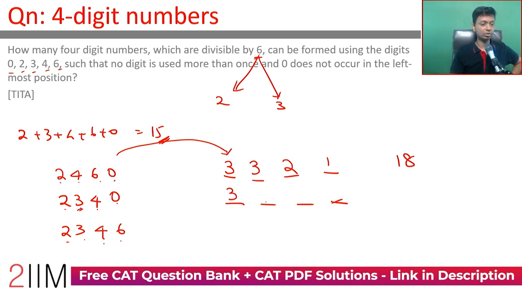So 3 options for this, 2, 3 or 4. Whatever this is, that should not be in the second digit. 3, 2, 1. So 3 into 3, 2 into 1, 18 possibilities exist for this.